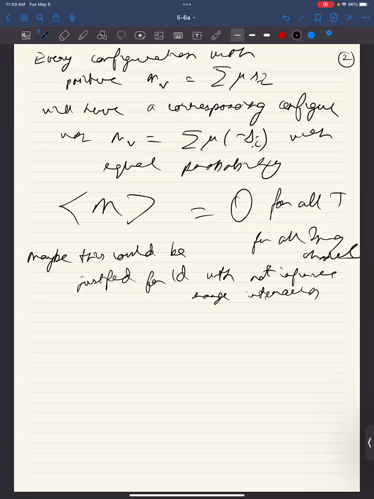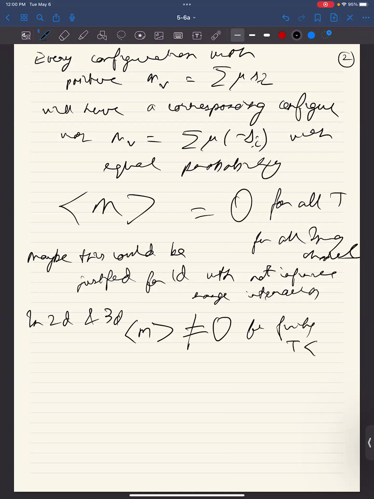So we have a situation and we need to solve this. How do we solve this? The answer really comes from, so why do we have this situation? Because in 2D and 3D, average magnetization is generally not equal to 0 for finite temperature smaller than the critical temperature. There is a critical temperature above which it can become 0, right? Until the critical temperature, it is not 0. So we need to solve this.